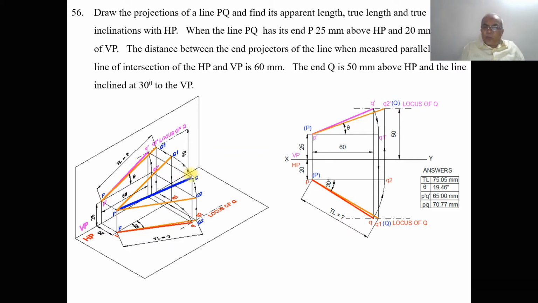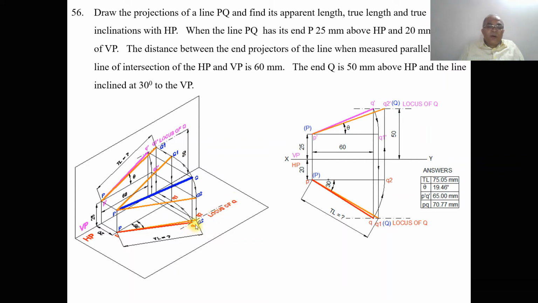So that is the reason why we will not be able to get the line in space at this juncture. Now to do that, first we have the true inclination with respect to VP. So we got the locus of Q in the top view. Once we get the locus of Q in the top view, we know the distance between the end projectors on this line. So here you project the end projector point on the top view also, so that it is going to cut the locus of Q in the top view.